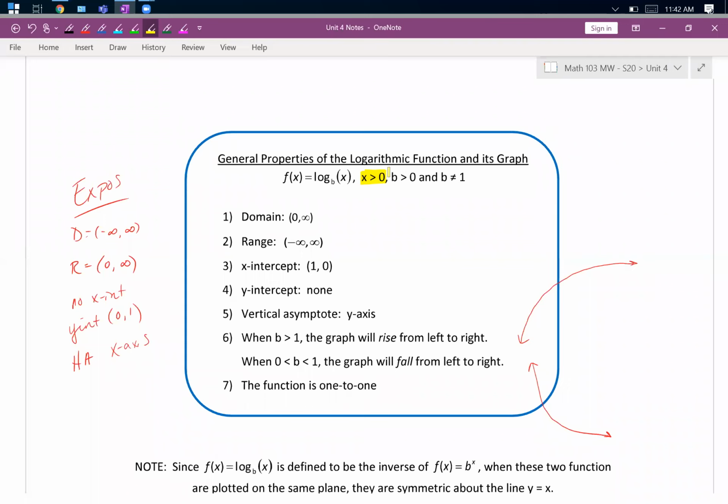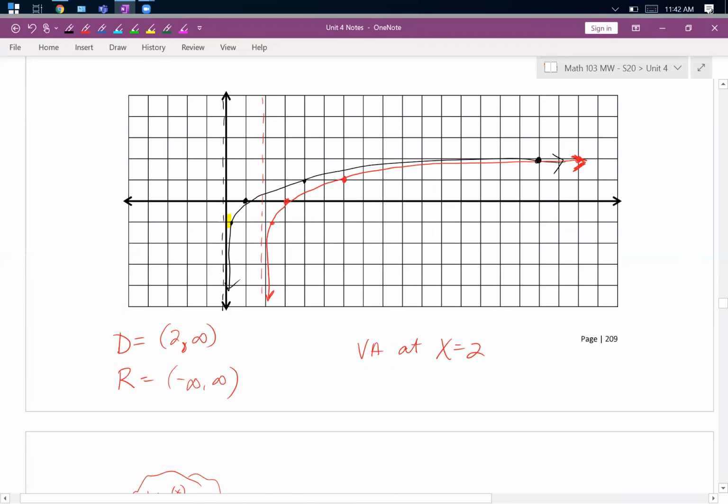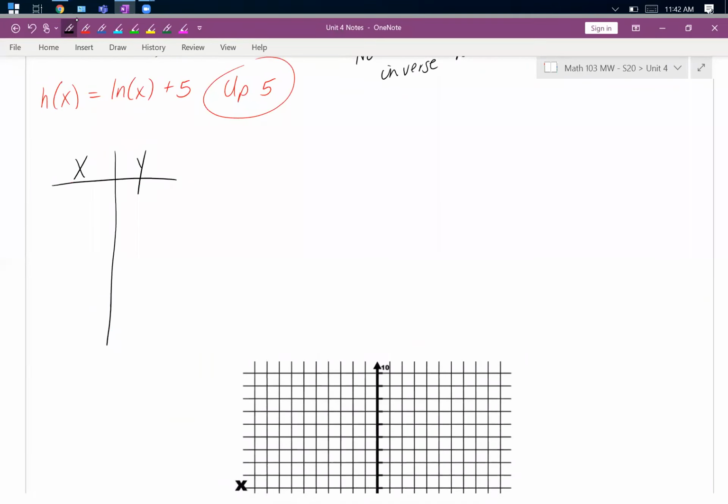The argument of a log always has to be strictly greater than 0, and they stated that in the domain, that our domain is from 0 to infinity. So when we go to make this XY chart, we have to choose X values that are positive. That's our only option.